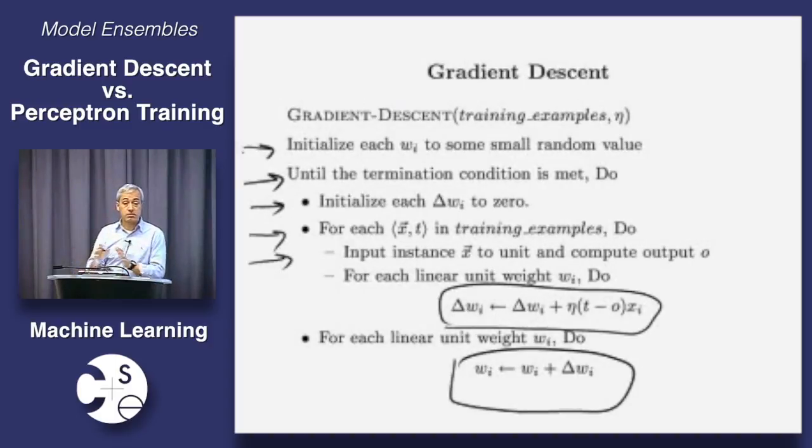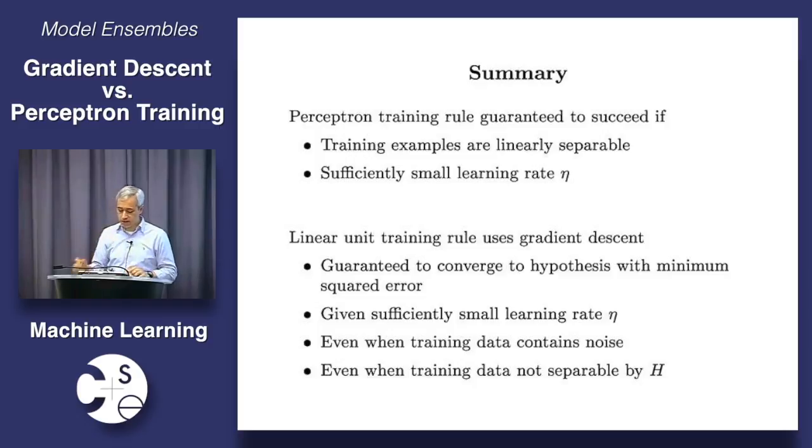So, let's compare our two methods, right? We have two methods here for learning perceptrons. One is Rosenblatt's famous original perceptron training algorithm, and the other one, which came a little bit later, is gradient descent. Okay?